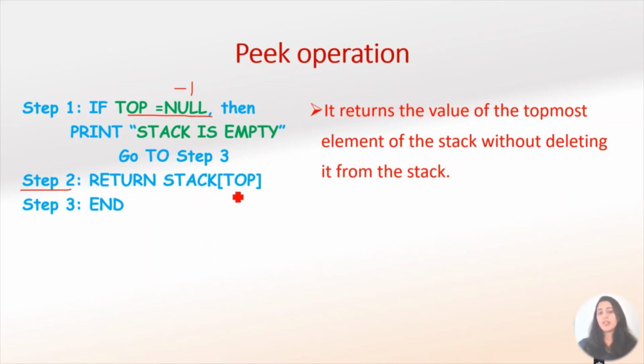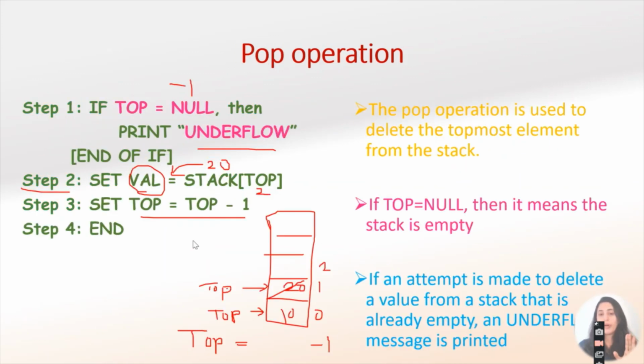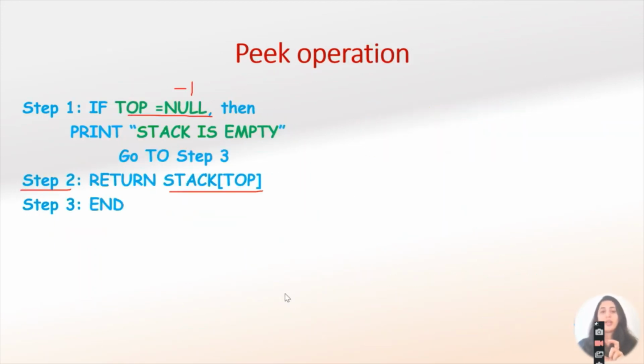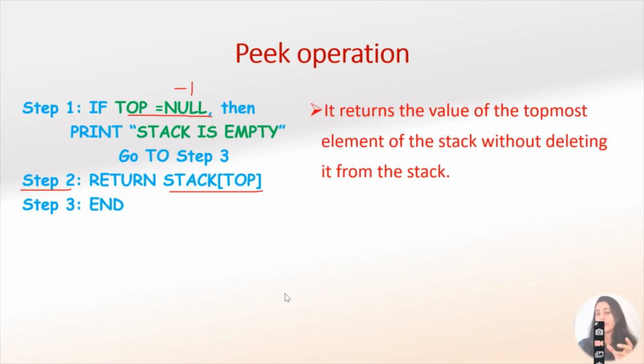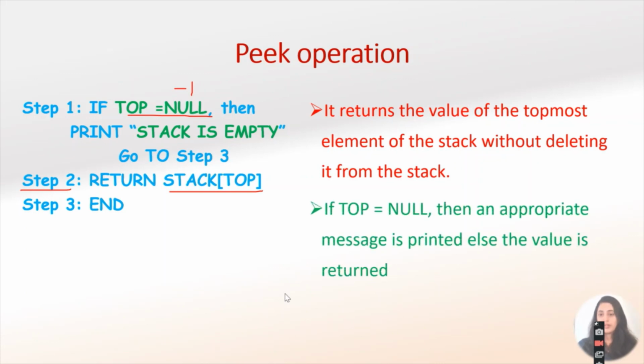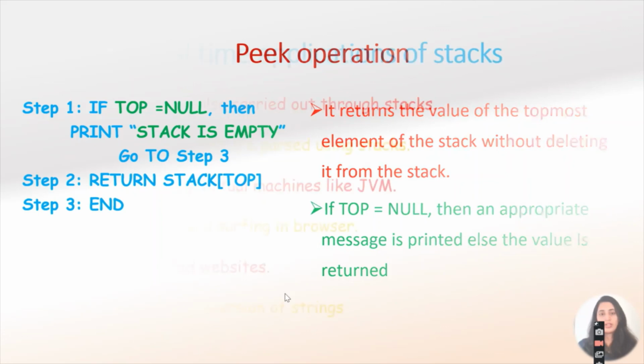Here we will return the stack top. So whatever is there at the top of the stack, we simply return that value, but then that value is not deleted. Like how in the pop operation we deleted this 20, here we are just displaying 20, but we are not deleting. So your top is still pointing to 20. Okay, so this is about all the three operations, that is push, pop and peek. Here also we'll check the stack empty condition.